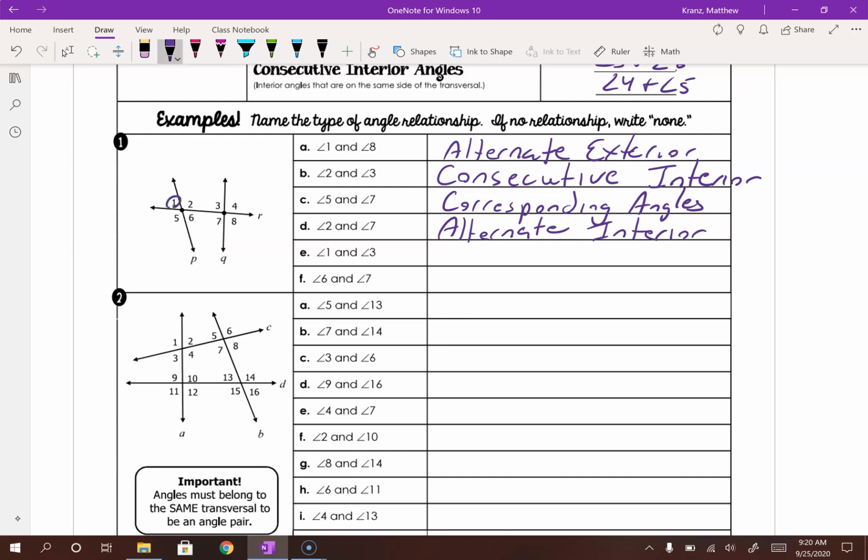One and 3. Okay, we see that that is on the top right and the top right of those four angles. So those are going to be corresponding. And then we have 6 and 7, which are both inside. So we have interior and are on the same side. So those are consecutive interior. All right, and then number 2, I'm going to let you guys work on your own.